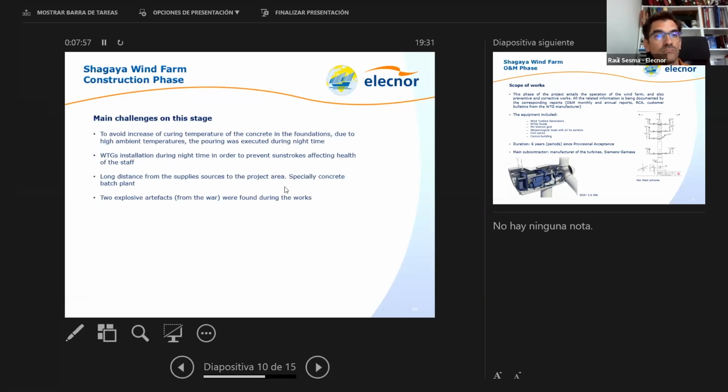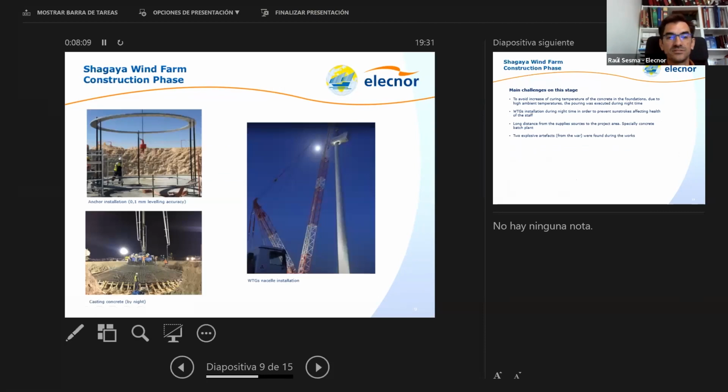Also in other wind farms in Jordan. But also here it was necessary to perform the installation of the turbines during nighttime, as we can see in this picture, to avoid heatstrokes for the staff involved in this installation, as these are very critical works, right? You need to be very accurate and very precise when you install the tower and the nacelle, to within millimeters of accuracy to install this equipment.